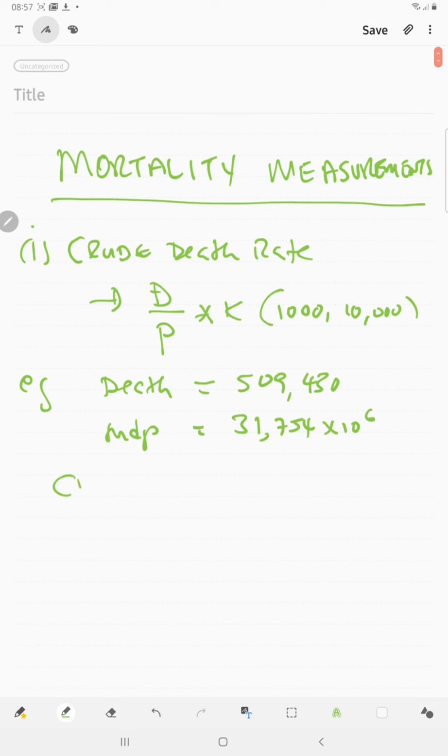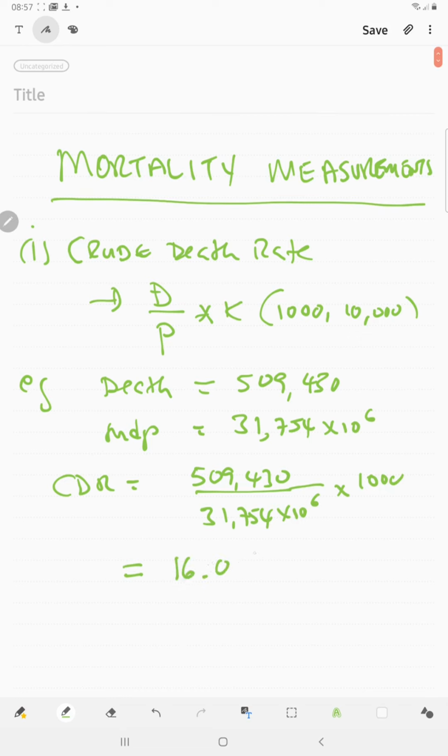So in this case, we can say crude death rate is equal to D over P, which is 509,430 over 31,754 times 10 to the power 6, and this you multiply by 1000, so that when you cancel, you get 16.0 deaths per 1000 population. So this is the crude death rate, and this is the basic measure of mortality.